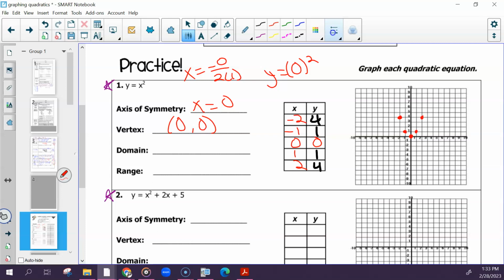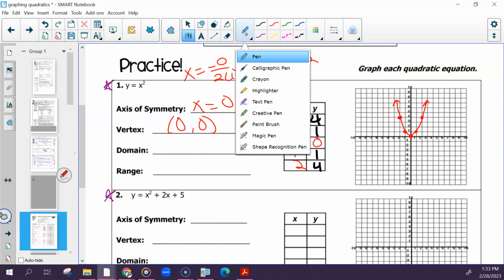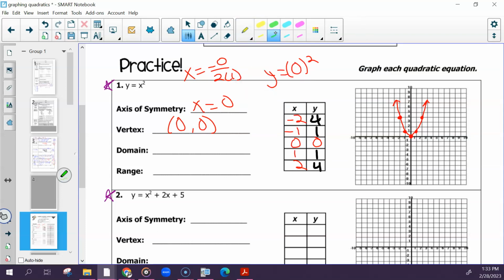You want to do more than 5 points, go for it, but you need at least 5. And then you would draw in your U from your vertex. If you want to draw in your axis of symmetry so you can still see where that was, you can. Axis of symmetry isn't necessary when you draw in your graph. What you need is your vertex and how you found it, algebraically from the graph from the table, and your 5 points and your graph.